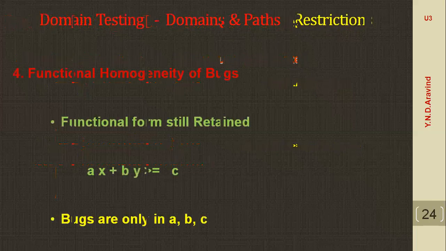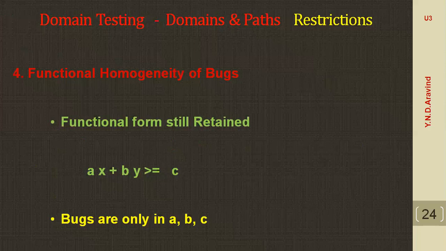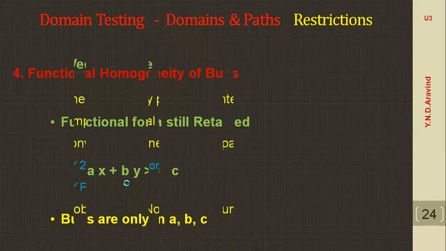Next, functional homogeneity of bugs. Whatever the bug is, it will not change the functional form of the boundary predicates. For example, take the equation ax plus by greater than or equal to c. Here the bug will be in the values of a, b or c, but it will not change the predicate ax plus by greater than or equal to c. The bug can be caused by the value of a, or the value of b, or the value of c. But the predicate is one and the same. So, functional homogeneity of bugs.